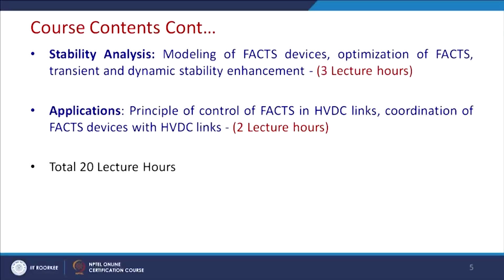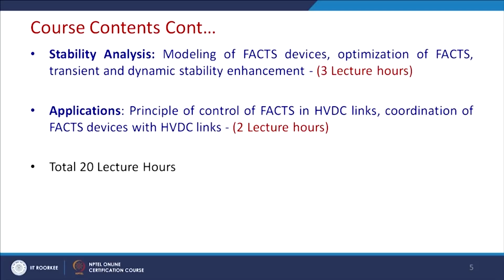Thereafter, we shall discuss the unified power flow controller or UPFC, the concept of power flow control, its operation and its control, and thereafter the interline power flow controller will also be discussed. Then we shall discuss the stability of FACTS devices and modeling of FACTS devices, their optimization and placement. Transient and dynamic stability enhancement by FACTS devices will be covered during these hours. And thereafter, applications of FACTS devices, principles of control of FACTS devices with the HVDC link, and coordinated control of FACTS devices with the HVDC link will be discussed.